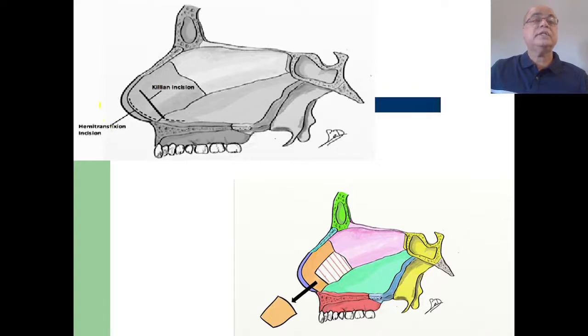So this is Killian's incision. You see, this is the caudal border. So 2 to 3 millimeter behind and parallel to the caudal border, we give the incision in the mucoperichondrium. This is what is called Killian's incision. If we give an incision just over the caudal border, then it is called hemitransfixation incision. This is also called Freer's incision, which is used in septoplasty. I will come to that later on.